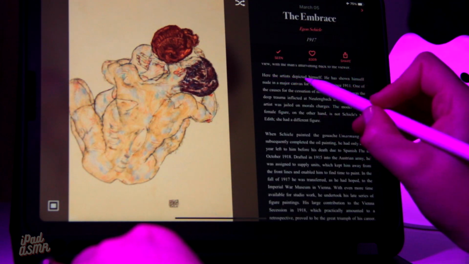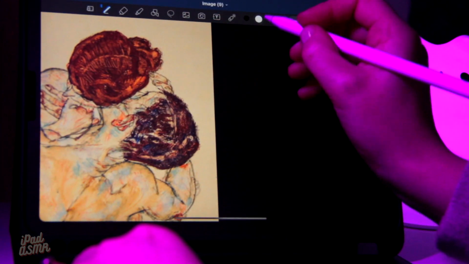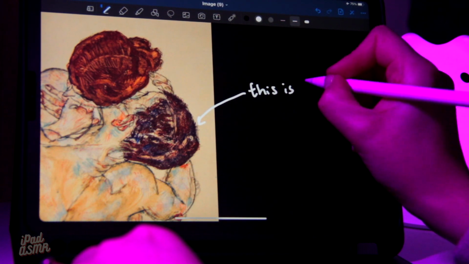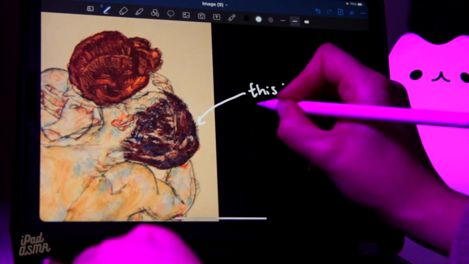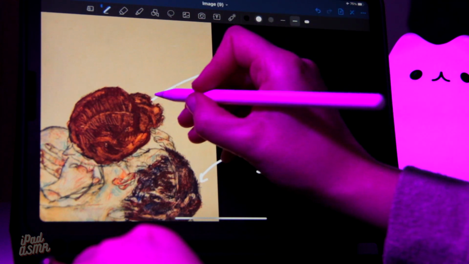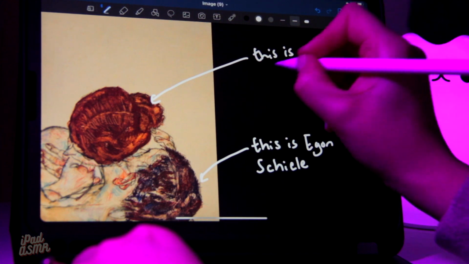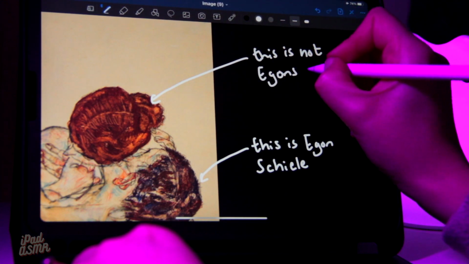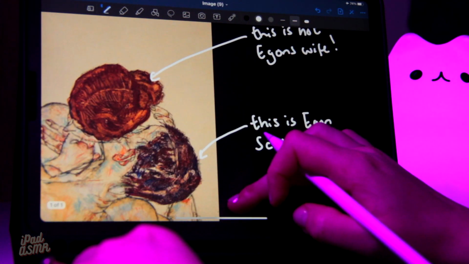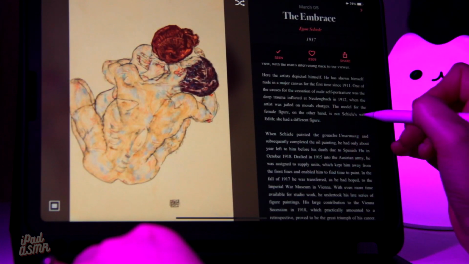And it depicts him. So this is Egon Schiele, but this is not Egon's wife. Interesting. I wonder what she thought of that. Okay.